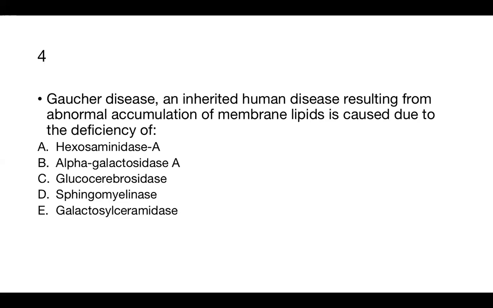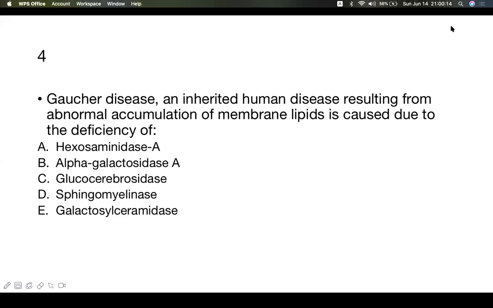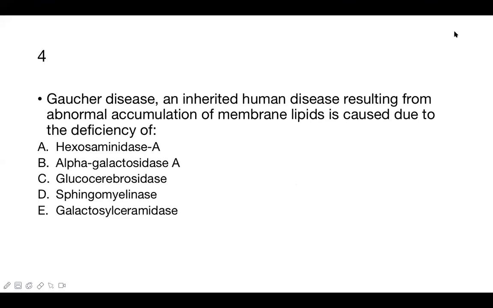Anyone? Option C. Option? Option C. Okay, Bilal Rahman is saying option C. And another, Ijaz, right? Ijaz is saying option D? No, sir, C. It is C. Yes, this is glucocerebrosidase. Exactly, this is C. You are absolutely right.